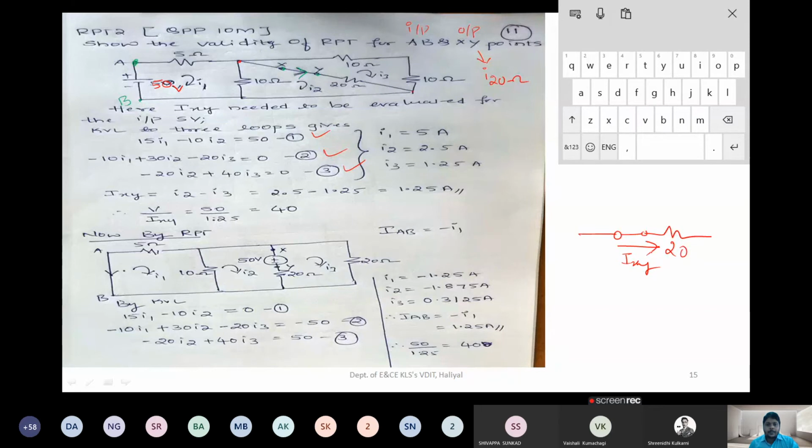This is IXY. So you have to consider the loop currents which are flowing in that branch. So we have I2 flowing like this and I3 in the opposite direction. So you can see here I3 is flowing like this and I2 will flow like this. So how to define this current now? This will be nothing but I2 minus I3. So if you do that, I2 minus I3, what you will get is 1.25 amperes. And if you want the ratio V by IXY, that will be 40.